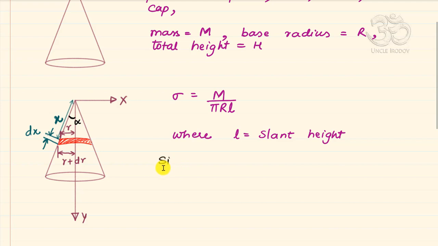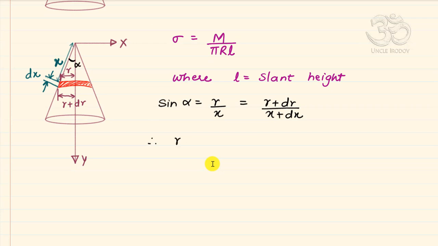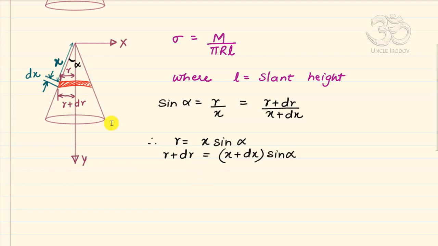So from the figure you can easily see that sine alpha will be small r by x, which will also be r plus dr divided by x plus dx. So therefore you can write small r as x sine alpha, and you can write r plus dr as x plus dx times sine alpha. And then the shaded area here, this small amount of area.